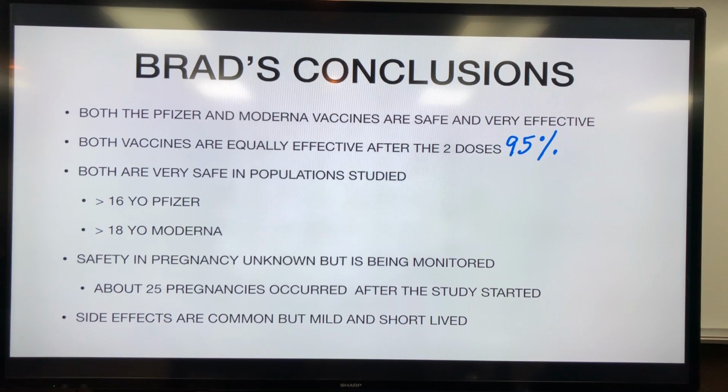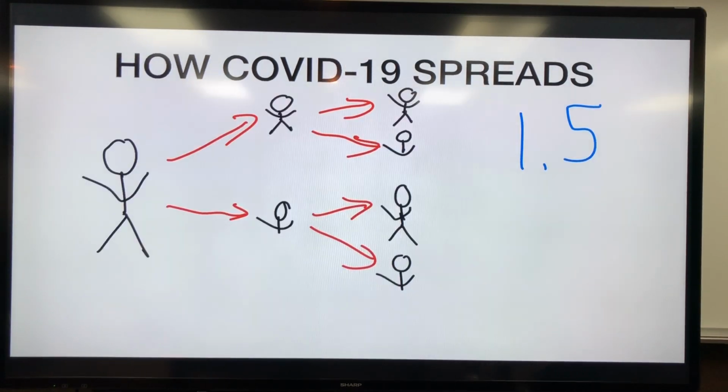I know some physicians that are pregnant elected to go ahead and get the vaccine, but we can't really say officially it's okay. It's not a contraindication, however. And then lastly, the side effects are common but mild and short-lived.